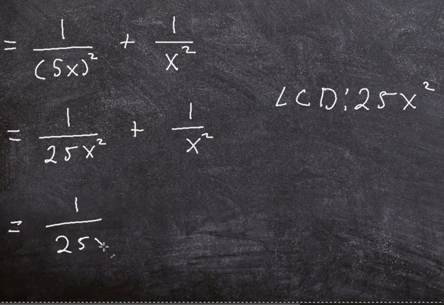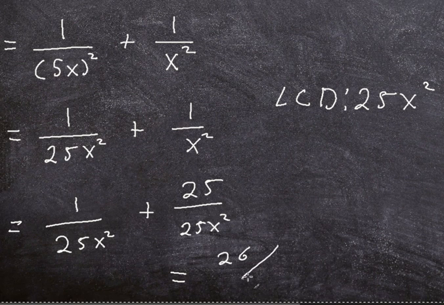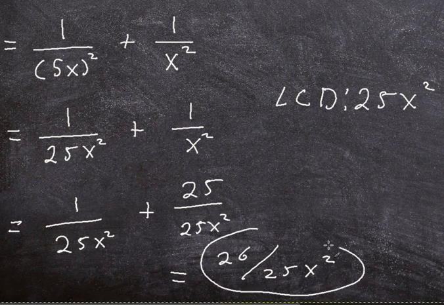So I'll rewrite this one first, and then I'll multiply 25 to make 25x squared. 1 times 25 is 25, and there it is. And now they're all the same denominator, so I can simply add: 1 plus 25 is 26, over 25x squared. Okay, so that would be the final answer there. And you reduce if you can, but 26 over 25 is irreducible. So that's how you can do it.